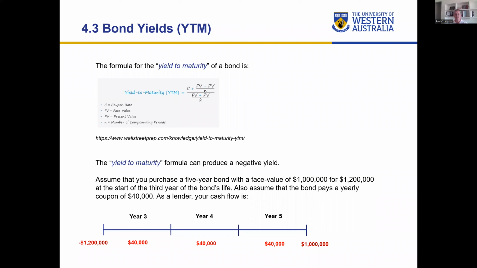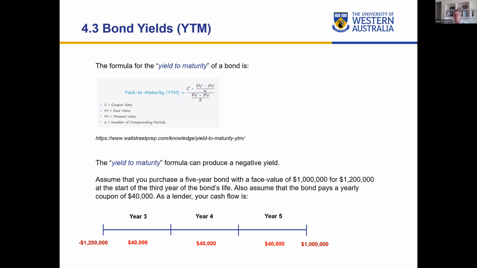So video 4.3, we're looking at bond yields, but in particular, the yield to maturity measure of a bond yield. So this is the formula for a yield to maturity measure. There are different formulas that you can get for the yield to maturity measure of a bond. This is just one of them.